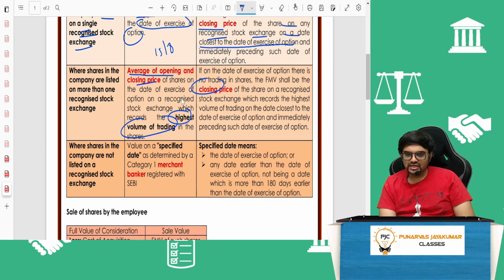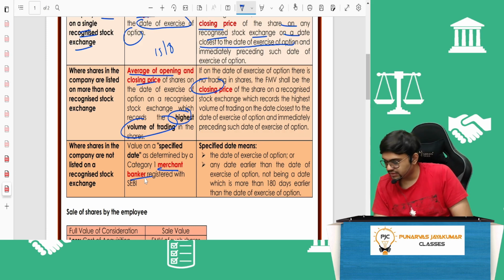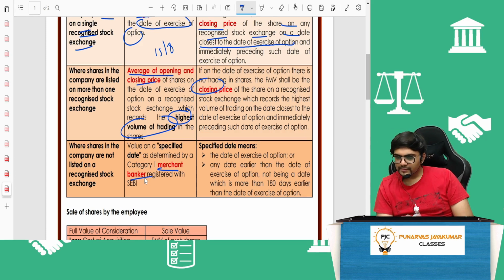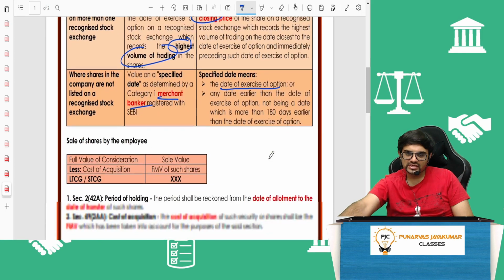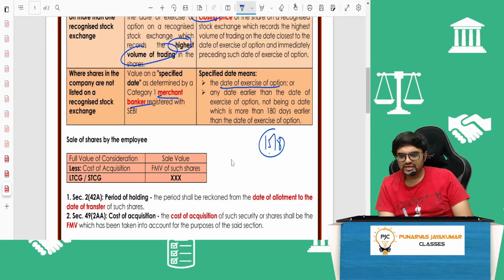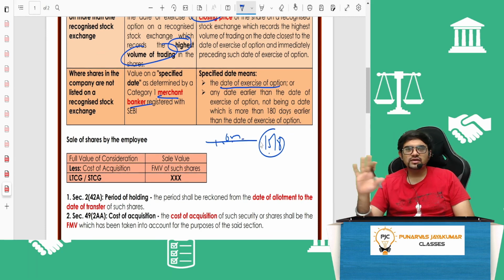Where shares in the company are not listed on a recognized stock exchange, for example, Google India shares are not listed, in those cases the value on a specified date will be as determined by a merchant banker. Chartered accountant is not there, merchant banker. It is the date of exercise of the option or any day earlier than the date of exercise, not being more than 180 days. So basically, if 15th August is the exercise date, you will see that day, or you will go back 6 months. Any day he will take. That purely depends on the merchant banker. There are a lot of other things he will do. That valuation is not important for us.